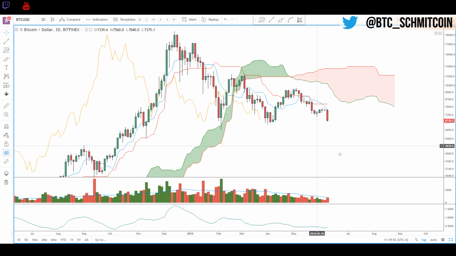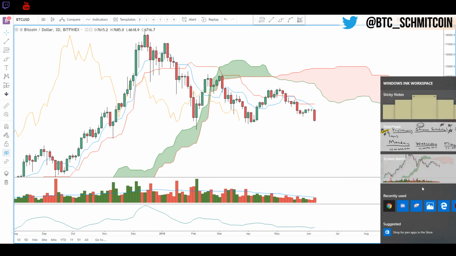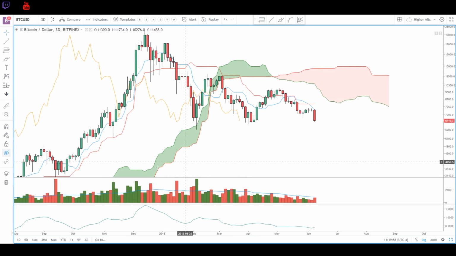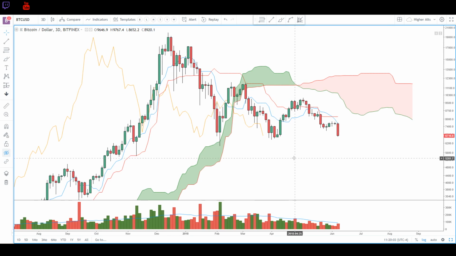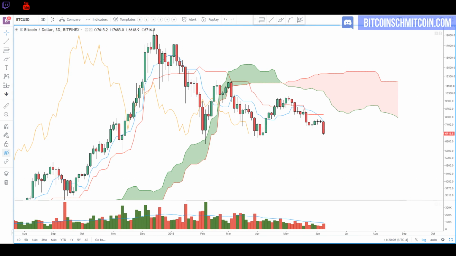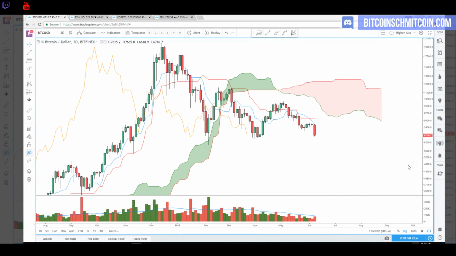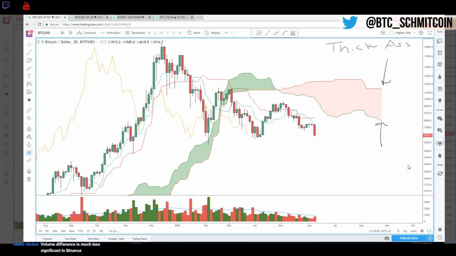Okay. If you could ask for a perfect bearish setup, this is it. So let me get rid of the Bollinger Band width here. This is the perfect bearish setup. I'll go through the list. So first and foremost, we see this thick ass Kumo, thick ass red Kumo. Okay. Not even close to being consolidated.